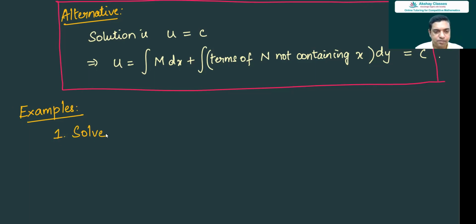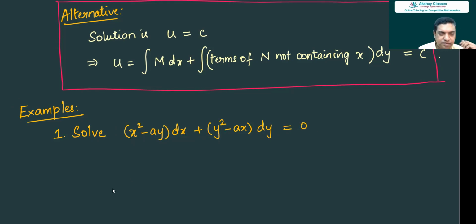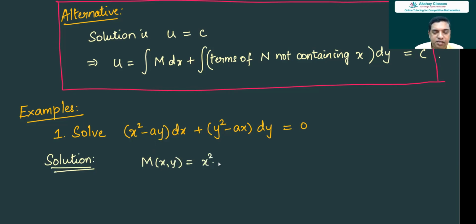Solve (x² − ay) dx + (y² − ax) dy. Now, solution: to check whether it's exact or not, M is x² − ay, N is y² − ax.